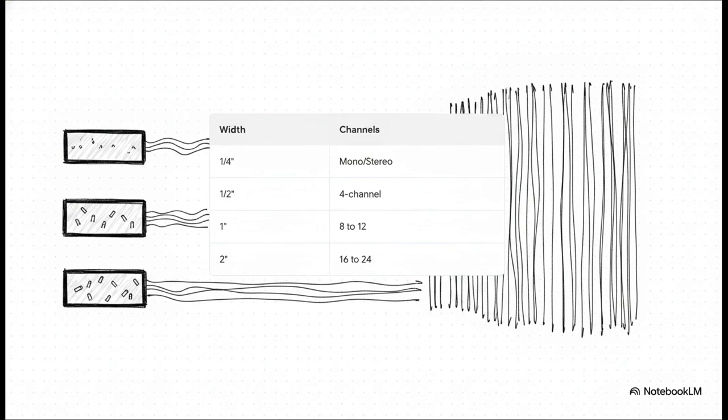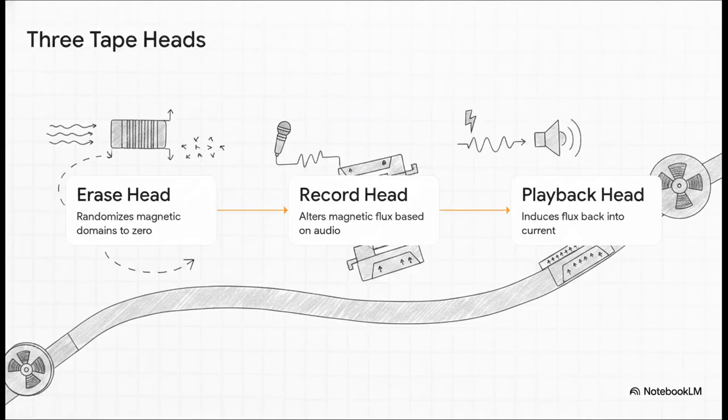And when it comes to recording, physical real estate matters a lot. The wider the tape, the more tracks you can squeeze onto it. A standard 1/4-inch tape handles mono or stereo, but if you step up to massive 2-inch tape, you can support 16 to 24 separate channels of audio for large, complex studio productions. So as that tape gets dragged from the supply reel to the take-up reel, it passes directly over 3 specific metal heads, which are basically the mechanical heart of the machine.